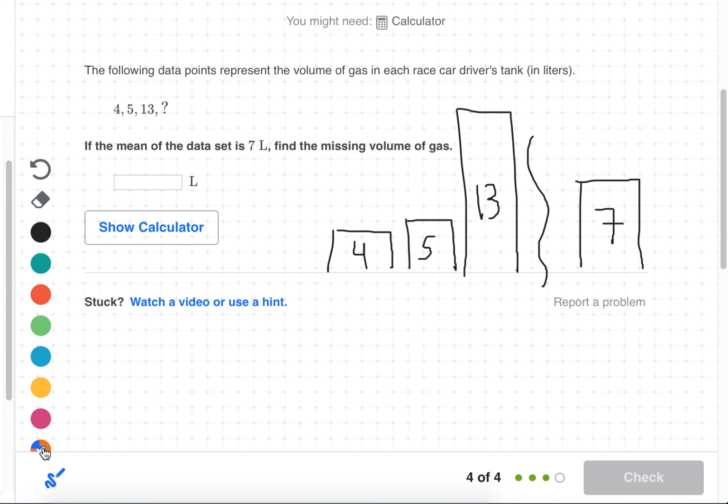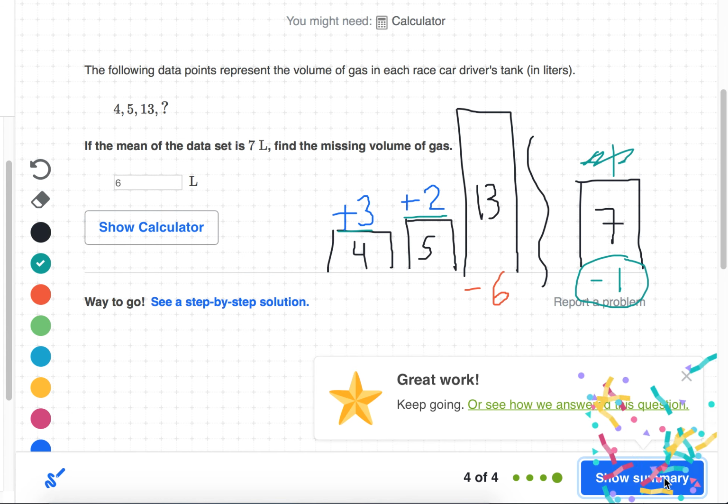So this tank with 4 is 3 short of the average, this tank with 5 is 2 short of the average, so we need to add 3 and add 2. But this tank with 13 has 6 extra liters. So overall, if we look at these numbers, plus 3, 3 plus 2 is 5, minus 6, overall we're short by 1. I can put that underneath. 7 minus 1 is 6. And that's our final answer.